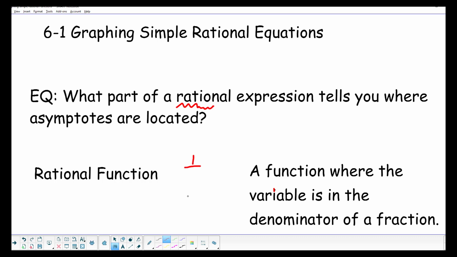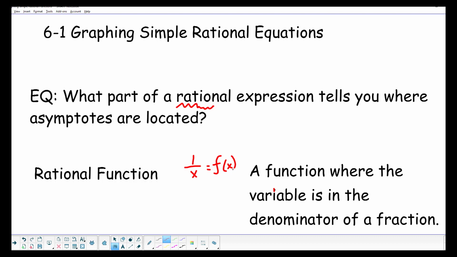So I'm going to start off with a fraction that's really basic, like 1 over something. To find out what I'm going to put in that something for these kinds of expressions, I'm going to define this term, rational function. It's a function where the variable is in the denominator of a fraction. So that'd be like if I had 1 over x. And this just happens to be the most basic kind of rational function. So we could call f of x 1 over x.